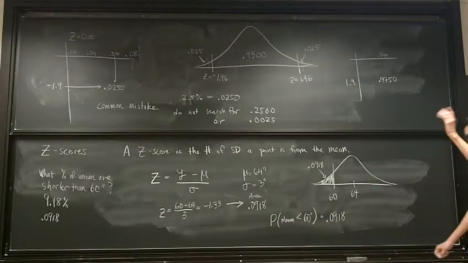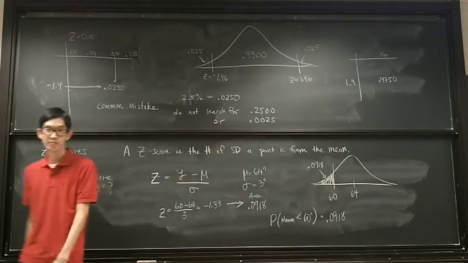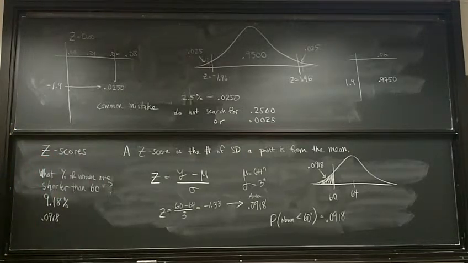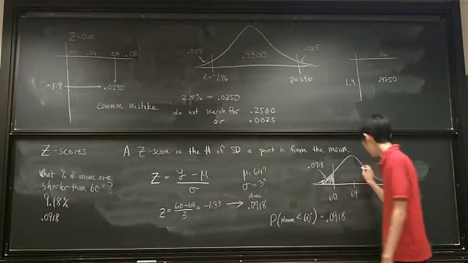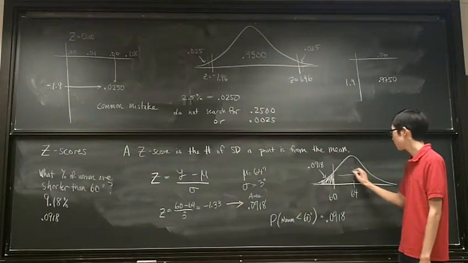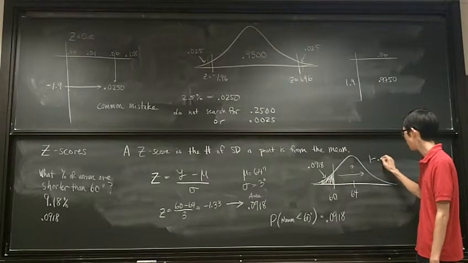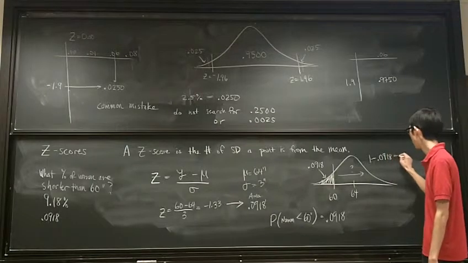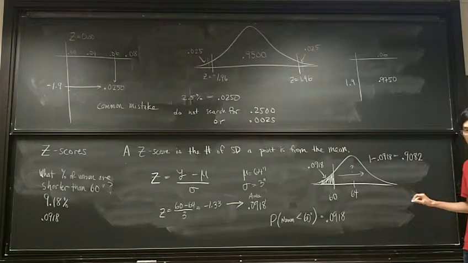Alright, so then what percentage of women are taller than 60 inches? 0.9082. Yep. So if I said what percentage is taller, I'm just asking for what's over on this side. Okay? So that's going to give me 1 minus 0.0918, which gives me 0.9082. About 91%. Does that make sense? Mm-hmm.